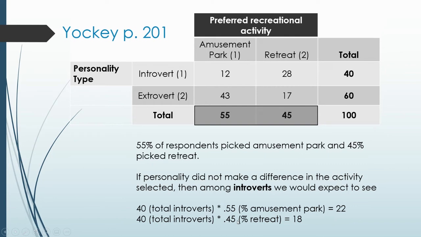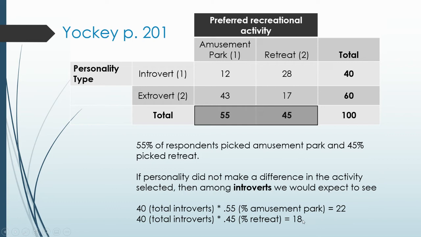And so if there wasn't a relationship between introversion, extroversion, and the activity they selected, then I would expect there to be 18 individuals in this cell right here. So hopefully you see, based upon this, that there was actually 12, but I expected 22 to be there. And under the retreat, there was actually 28, but overall, I would have expected 18 to be there.